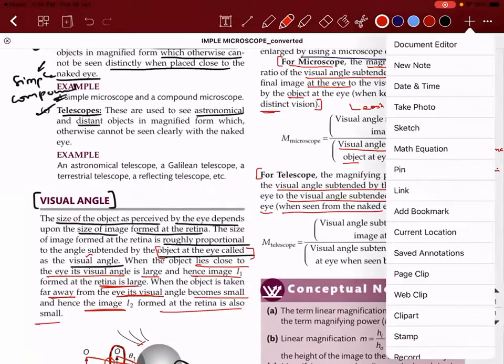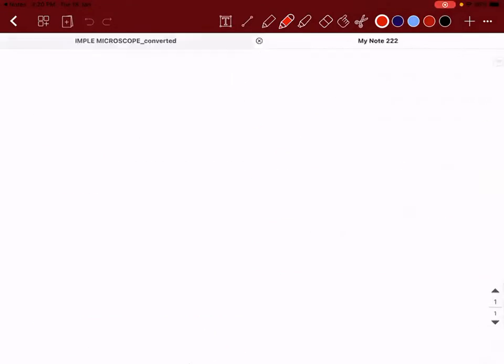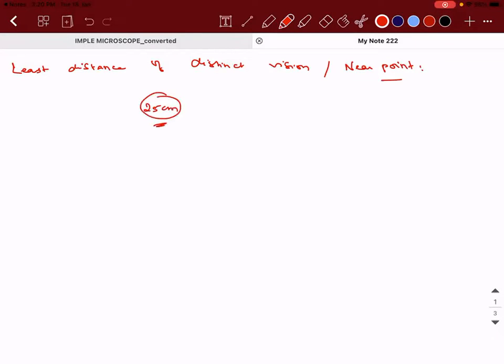Yes or no, guys? No, sir. Okay, so write it down. Least distance of distinct vision, or you can call it the near point. This is generally 25 centimeters for a normal human eye, which does not require any optical instrument to support.